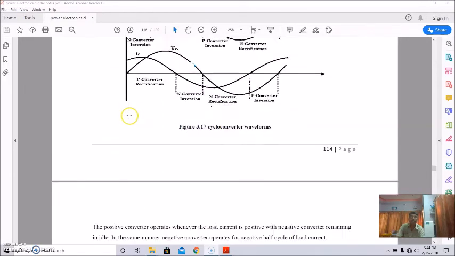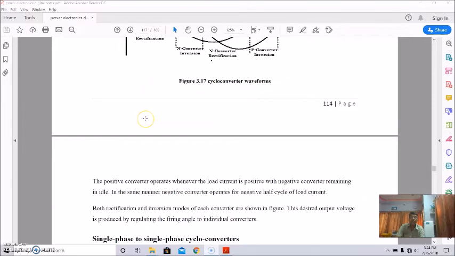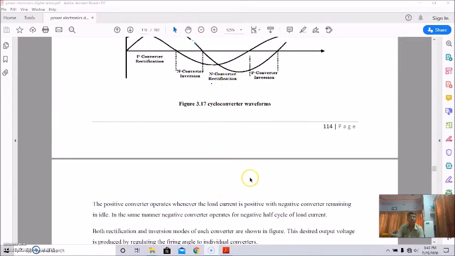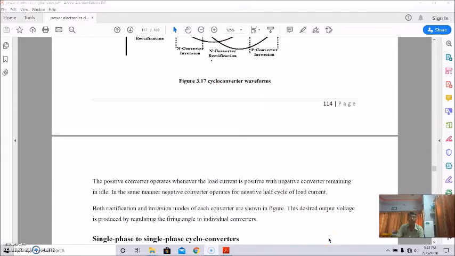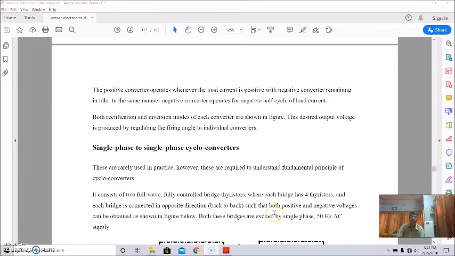Okay. So the positive converter operates whenever the load current is positive, the negative converter remaining idle. In the same manner, the negative converter operates for the negative half cycles of the load current. And both rectification and inversion modes of each converter are shown here. This is the cycloconverter waveform. So this desired output voltage is produced by regulating the firing angles of the individual converters.